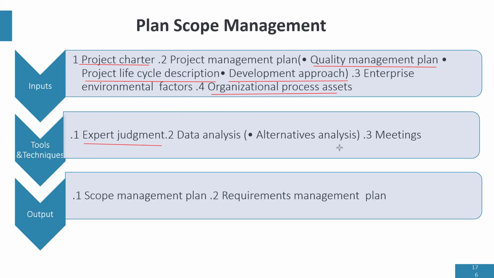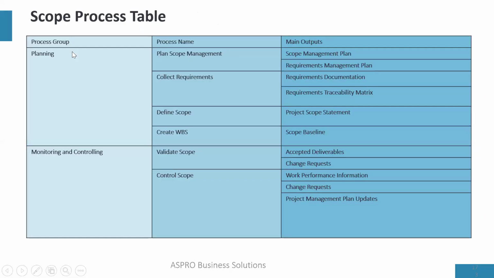Alternatives analysis. Alternatives analysis is looking at alternative ways of developing the scope and managing the scope, right? Now, let me show you what this means. This document we want to create is going to guide us through all the scope management processes. The question is, which are the scope management processes?